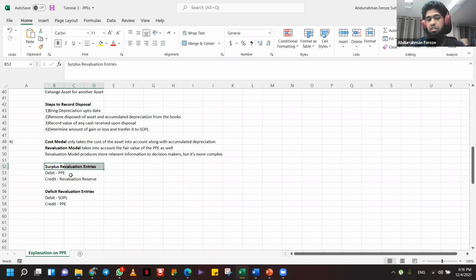In this sense, you will debit the asset PPE, the land itself on your asset sheet, by 2 million because that is the increase, and you will credit revaluation reserve, which is under equity. The opposite is done when there's a deficit. So you debit the SOPL and you credit the PPE. All right.